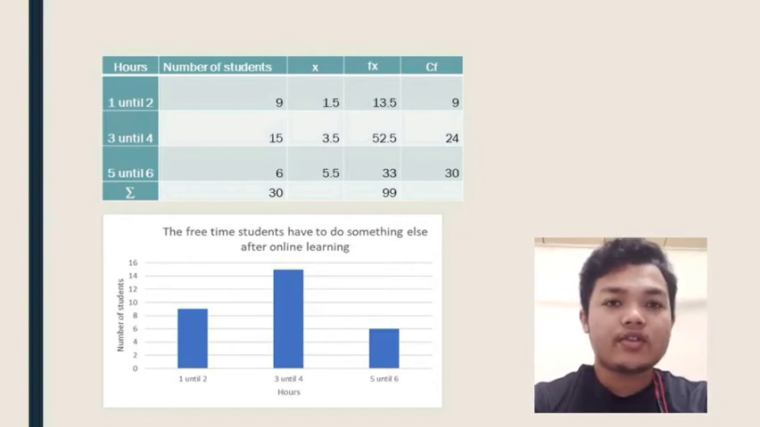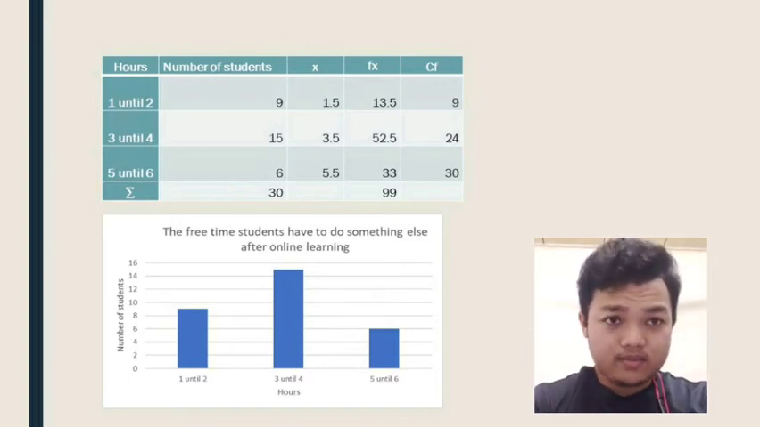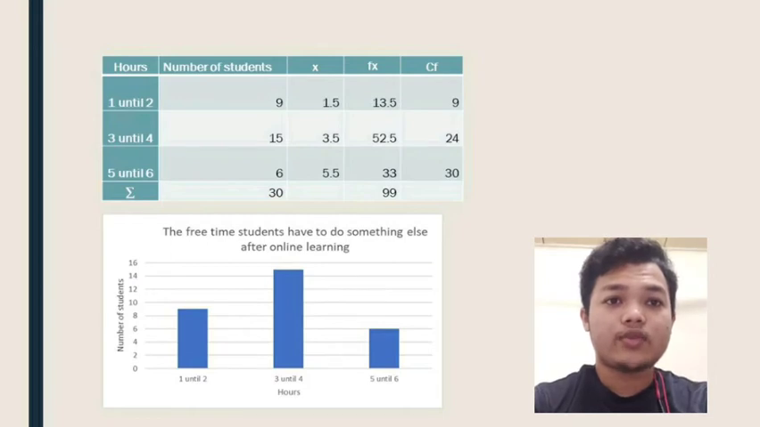This means they do not have enough time to do something else, as for example, hang out with friends. Meanwhile, the lowest data is about 5 to 6 hours, which is only 6 students.